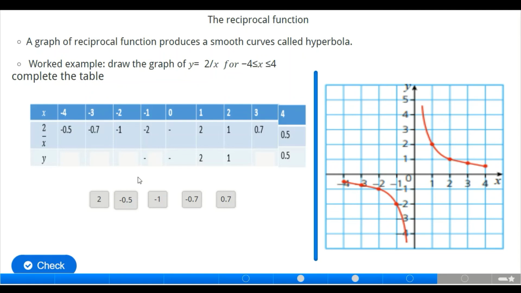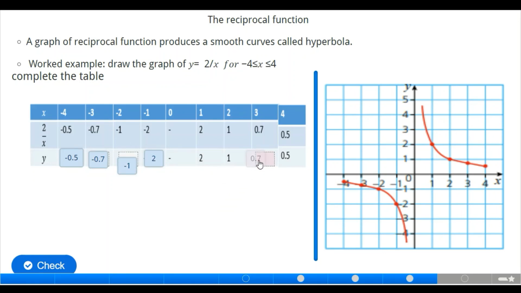So the value for y as well is going to take the same value. So for this one it is going to be minus 0.5. The next one is going to be minus 0.7. And after that we are going to be having minus 1. Then we have minus 2. We have undefined. We have 2. We have 1. Then we have 0.7.